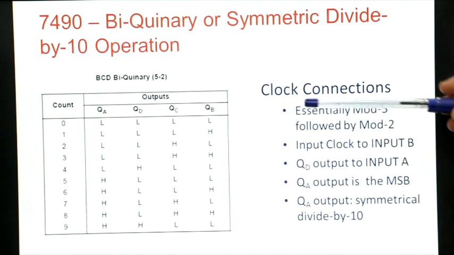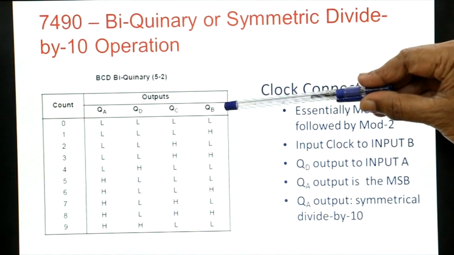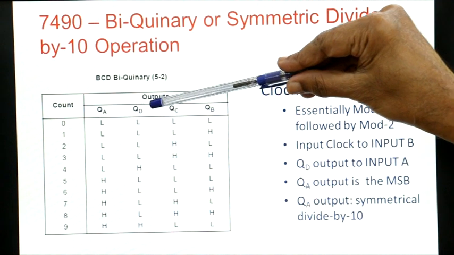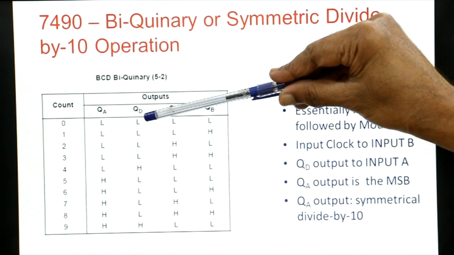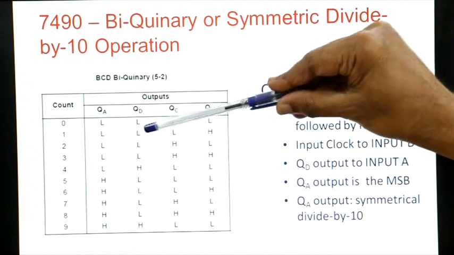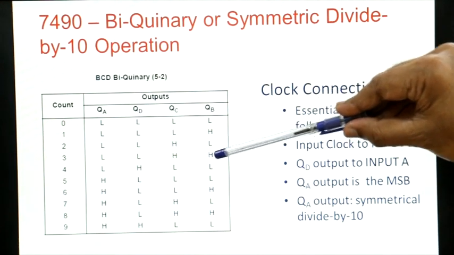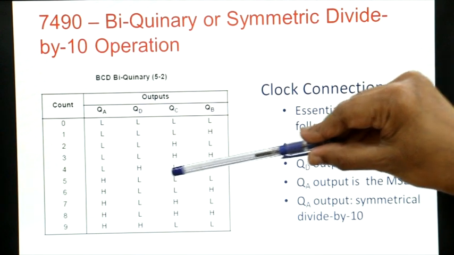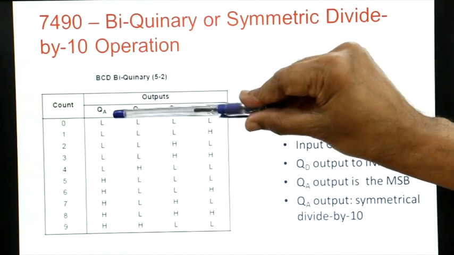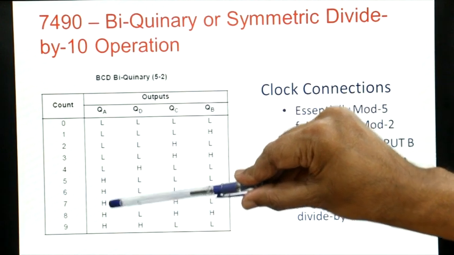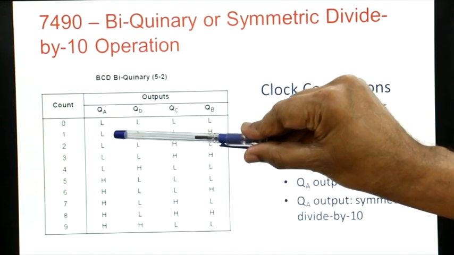If you're looking at the Bi-Quinary, you can see that you would get outputs going from 0, 0, 0, 0, 0, 1, 0, 1, 0, 0, 1, 1, 1, 0, 0. And then you can see again it is continuing, while the QA output goes 0 and goes high. So therefore it will be symmetric.